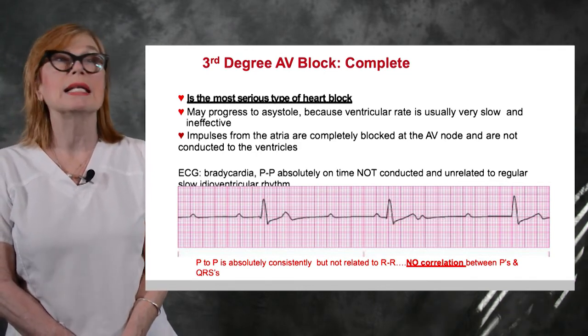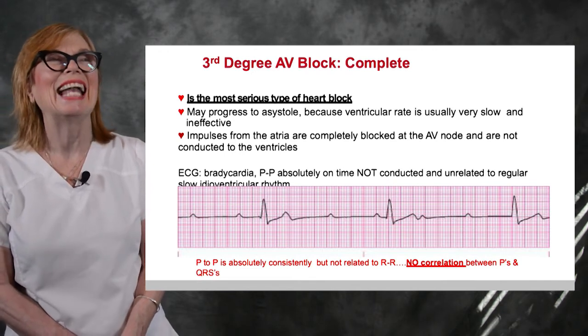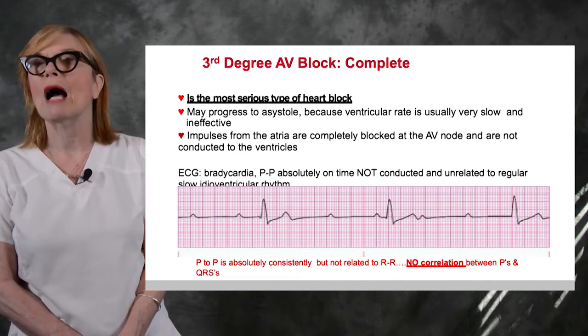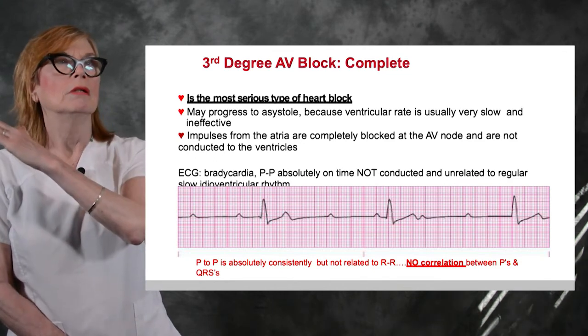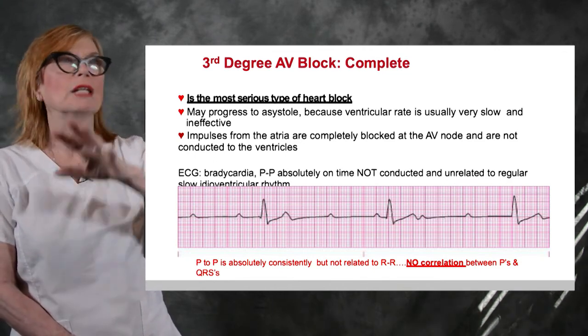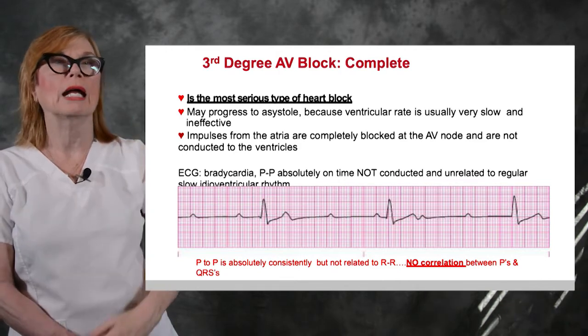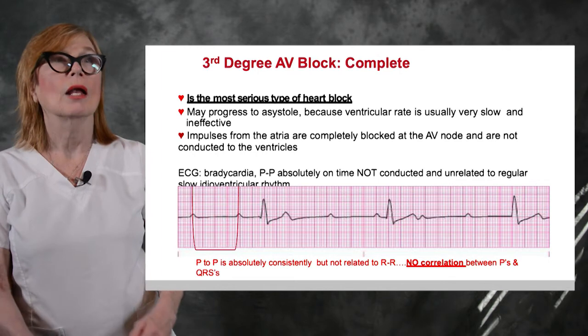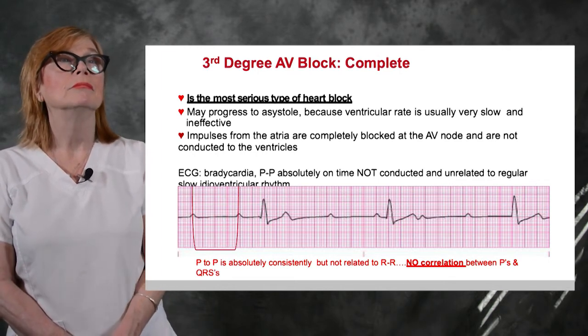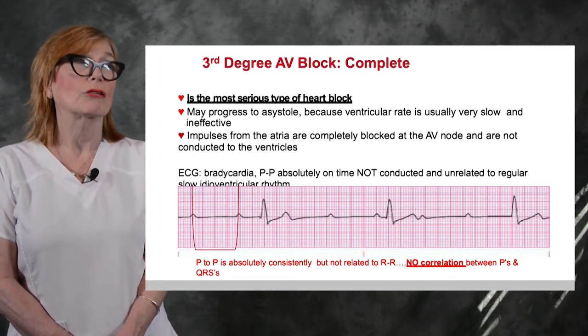So P to P is absolutely constant and consistent, but it is not related to the R to R. There's no correlation, only circumstantial, not real, no correlation between the P's and the QRS. And you can well imagine that this is a dastardly dysrhythmia.